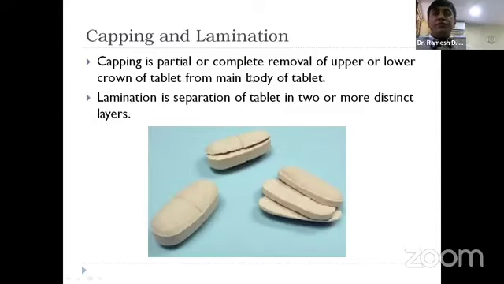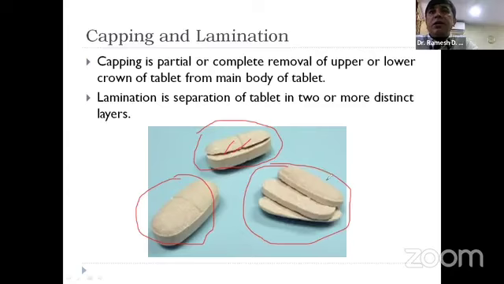Capping and lamination. As it is shown over here, the first tablet is the simple, that is normal, tablet. This is the tablet with capping. The cap is removed. That is, the upper part or lower part of the tablet is removed. That is called capping. And this is lamination. The tablet is separated in two or more layers. This is capping, only the upper or lower crown is removed. So this is the problem, capping or lamination.